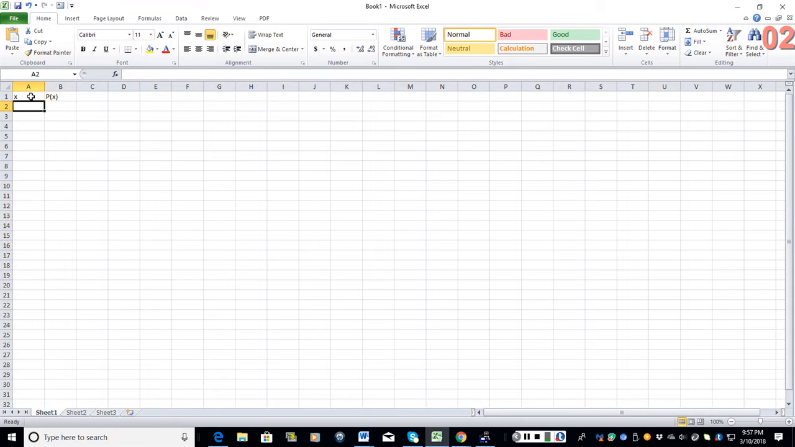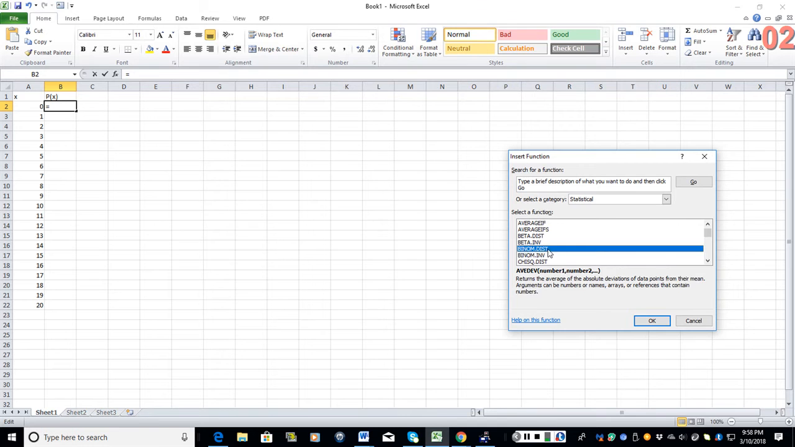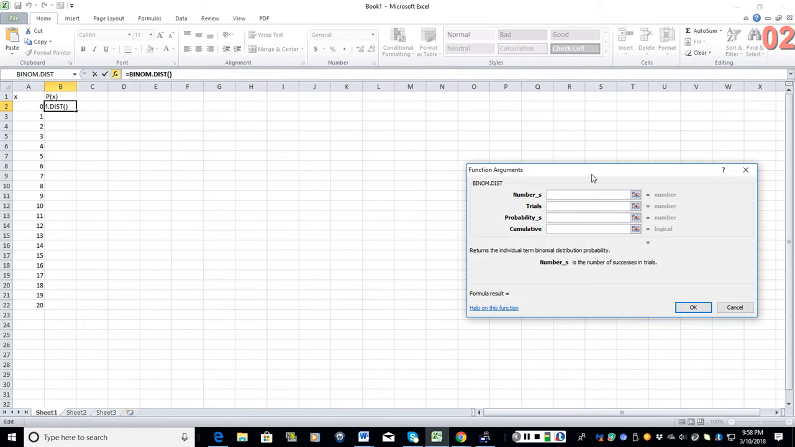Now here we're going to have 0, 1, 2, 3, 4, 5, 6, 7, 8, 9, 10, 11, 12, 13, 14, 15, 16, 17, 18, 19, and 20. And here we're going to use our function to find our binomial distribution function, so it's going to be f of x. You go over to statistical, and you look for binom dist. Now you're going to get these right here.